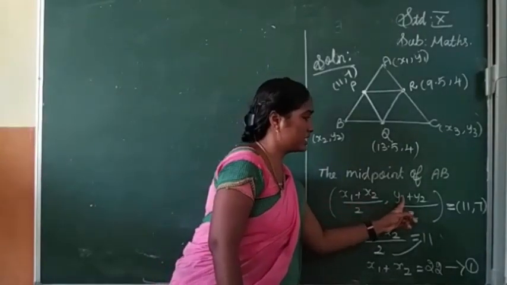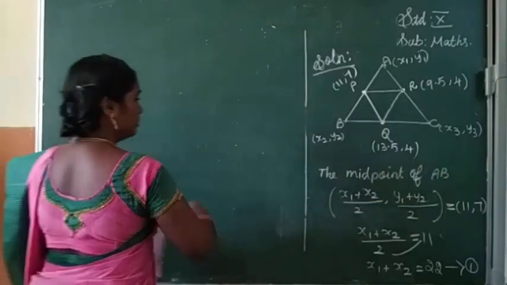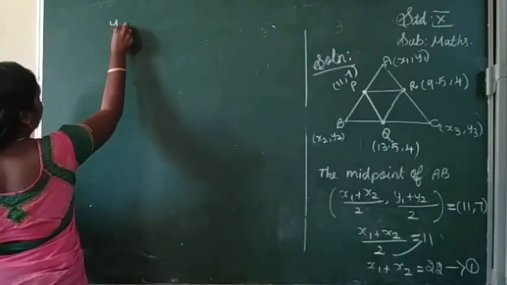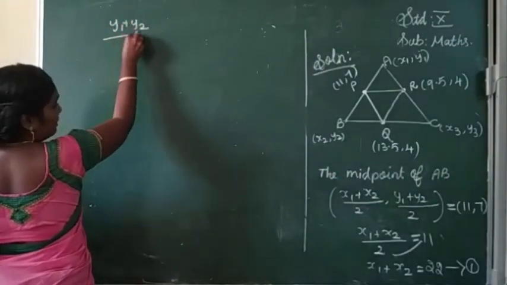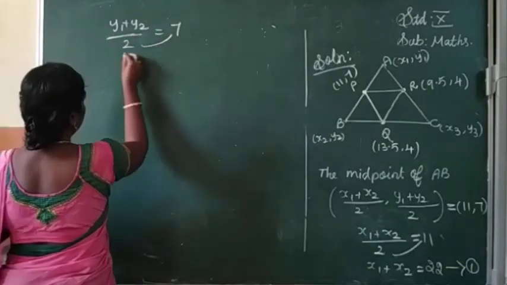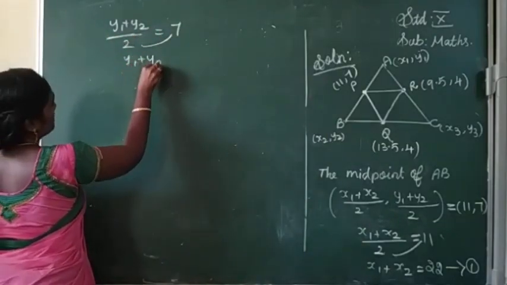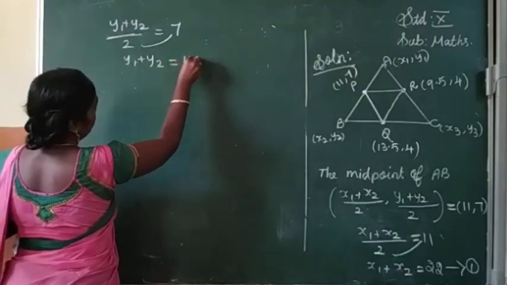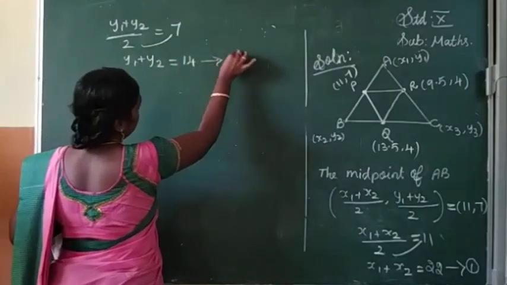Here the second value is equal to there the second value. So just combine and write (y1 plus y2) by 2 is equal to 7. Here also cross multiply: y1 plus y2 is equal to 2 sevens are 14. Take this as equation number 2.